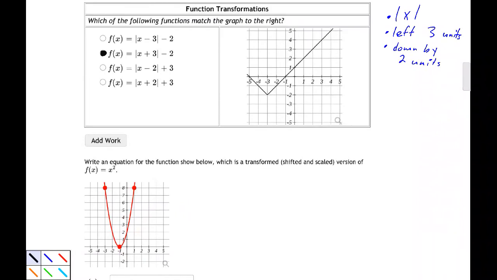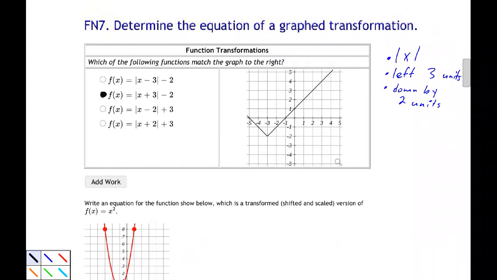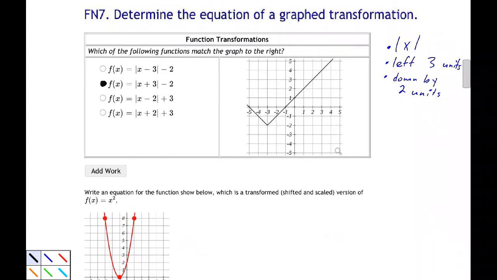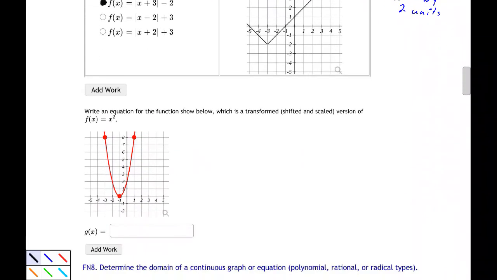Now, there's a second question for this, because we have determined the equation of a graph transformation. I've got one absolute value function, and the second one is a transformed quadratic. It says write an equation for the function shown below, which is a transformed, shifted, and scaled version of f of x equals x squared. And we have to write the equation g of x.